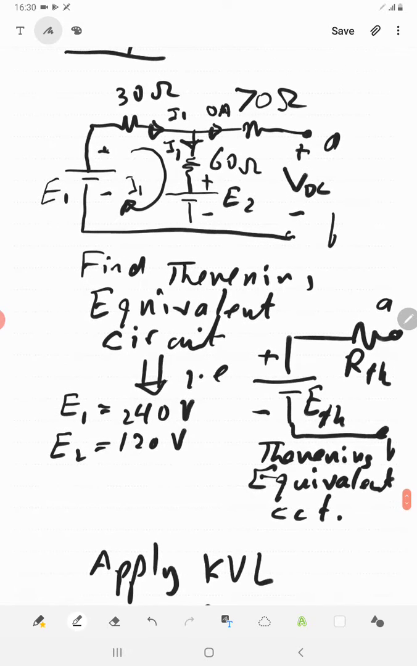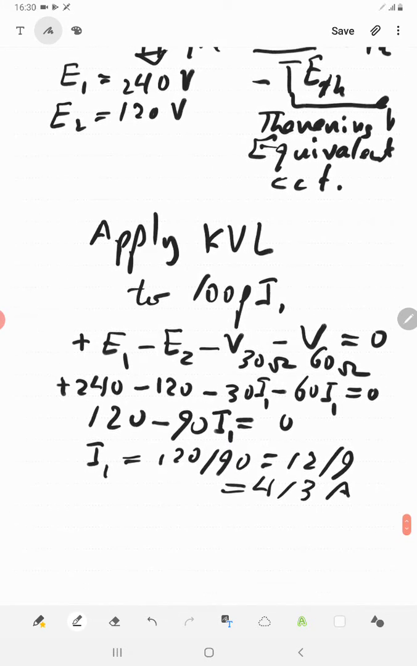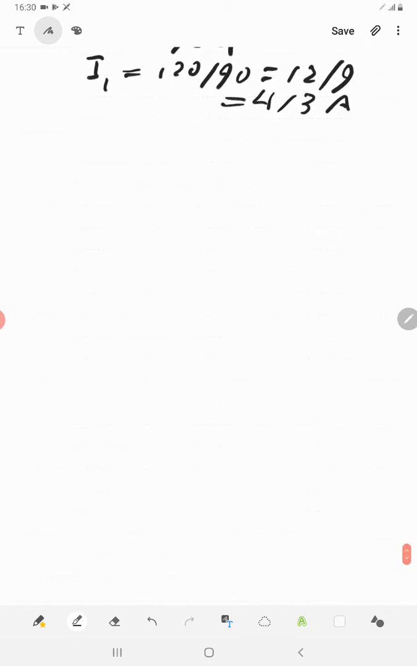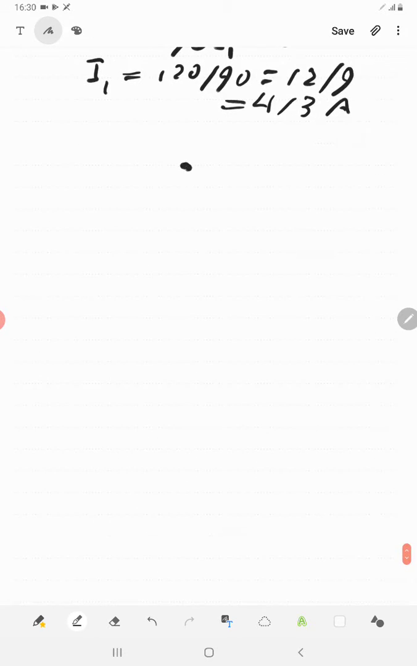Now, what is the open circuit voltage? We look at it. The open circuit voltage here, we can say, is the same as the voltage between these two nodes here. Okay, let me draw it again. We look at it, these are the two nodes here.